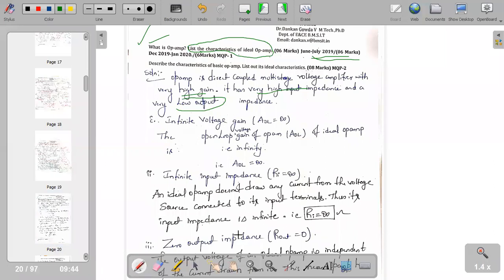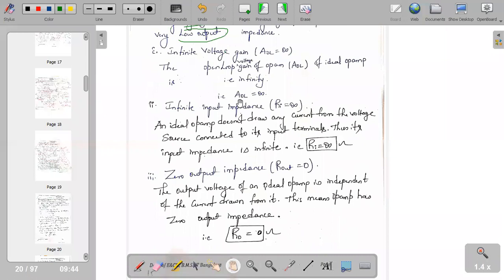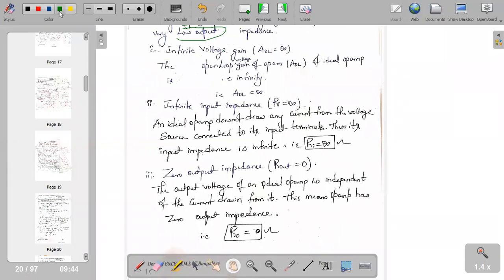So now, what are the characteristics of an op-amp? One by one I will take. The first one is infinite voltage gain. We know an op-amp has a very large gain. So an ideal op-amp has a gain that is very large, that is infinity. This gain corresponds to the open loop gain of an op-amp, that is, the op-amp without any feedback. This is an open loop configuration of an op-amp. Under this configuration the gain is A OL. Please understand, OL indicates open loop. It is infinity.